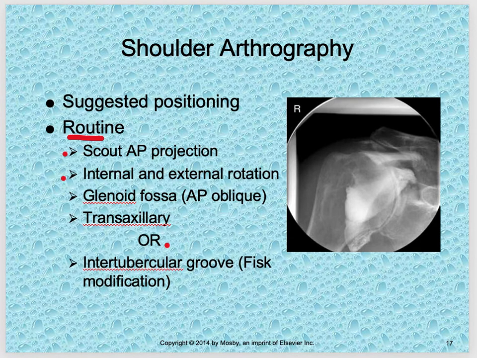So I know at this point you're going to have to look back into your chapter at your shoulder and just review for the AP oblique, the Grashey, the transaxillary, and then the intertubercular, the Fisk modification, just so you know what these are talking about. Just take a quick moment and review on those, okay?